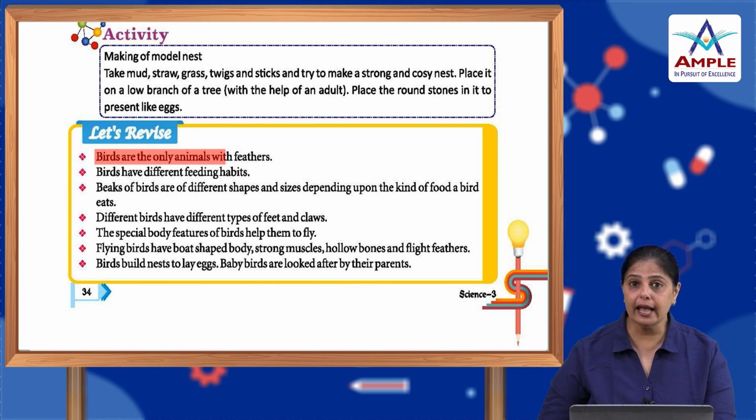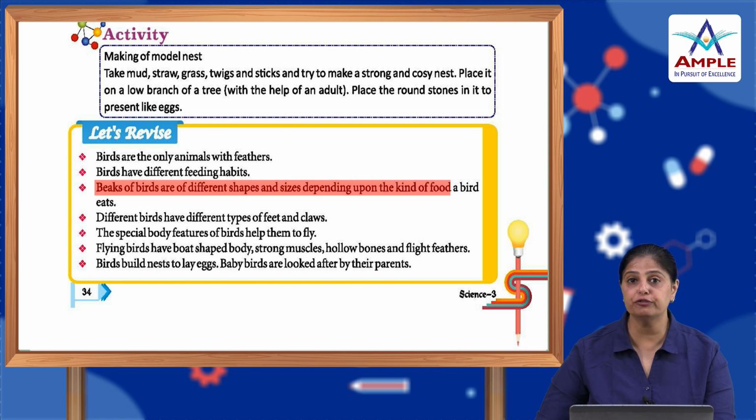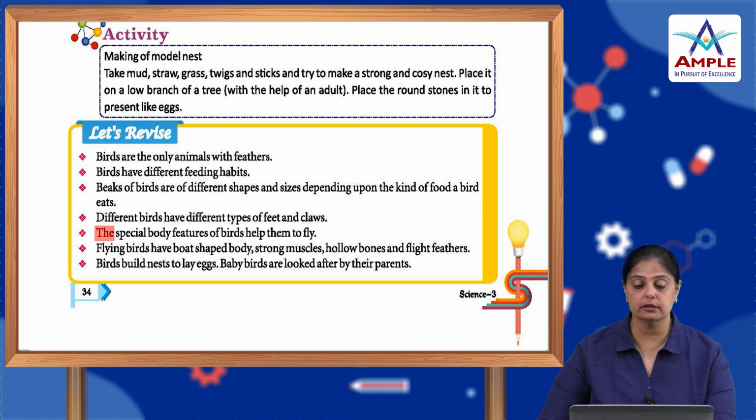Birds are the only animals with feathers. Birds have different feeding habits. Beaks of birds are of different shapes and sizes depending upon the kind of food a bird eats. Different birds have different types of feet and claws. The special body features of birds help them to fly. Flying birds have a boat-shaped body, strong muscles, hollow bones and flight feathers. Birds build nests to lay eggs. Baby birds are looked after by their parents.